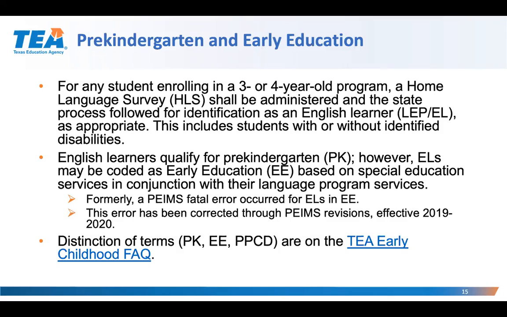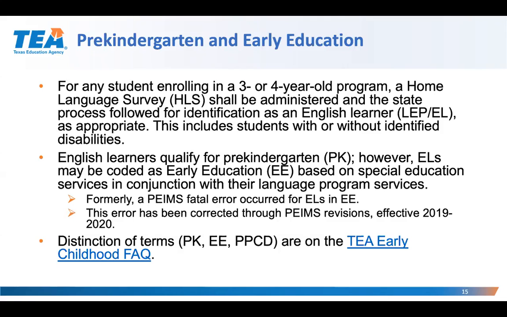However, ELs may be coded as EE, early education, based on special education services in conjunction with their language program services. Formerly, there was a PEIMS fatal error for ELs in EE. This error has been corrected through these PEIMS revisions effective for the 2019-2020 school year. So you will notice really through the revisions, particularly related to ESL programming, there had been some back-end rules that had prevented English learners from being coded as EE.